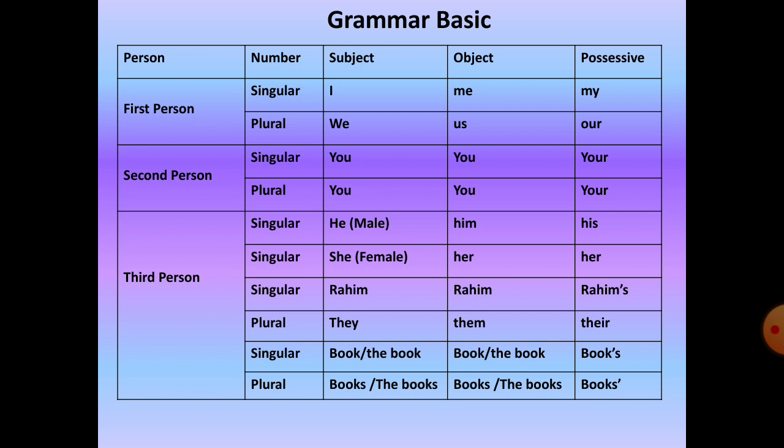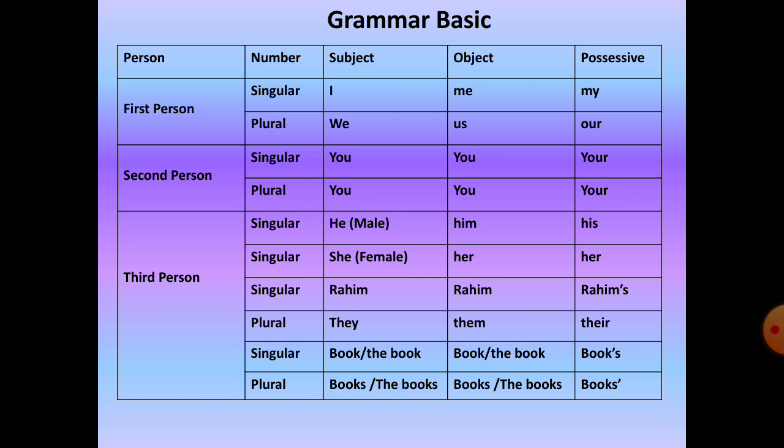Now dear students, look at the table very carefully. First person subjects are only two, I and we, ami, amra. Second person, singular and plural, is you. You. Why? You বলতে তুমিও বোঝায়, আবার ইউ বলতে তোমরাও বোঝায়। একের ওদিকে প্লুরাল আর একজন ইন্ডিকেট করা হলে সিঙ্গুলার। Now third person: he, she.